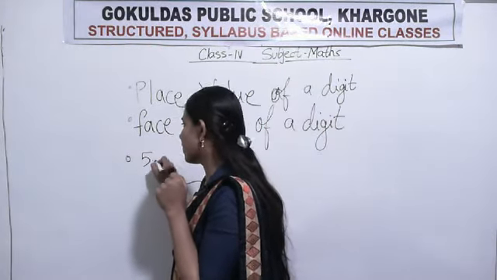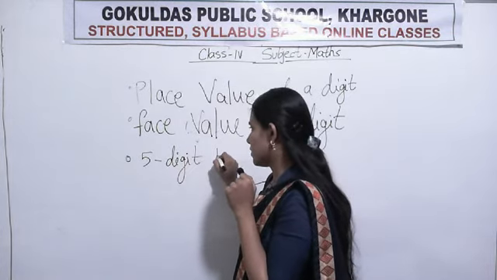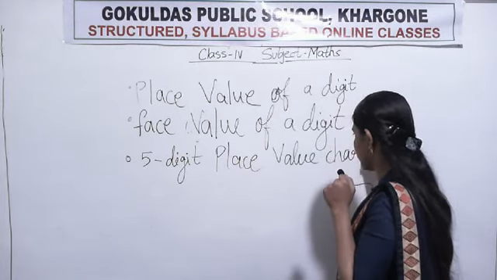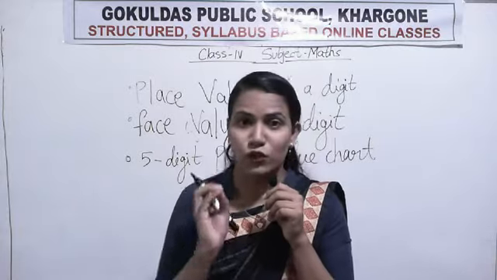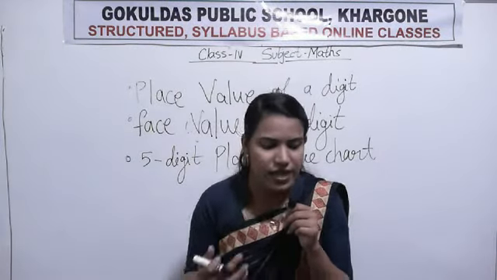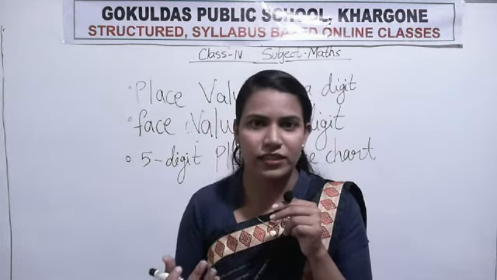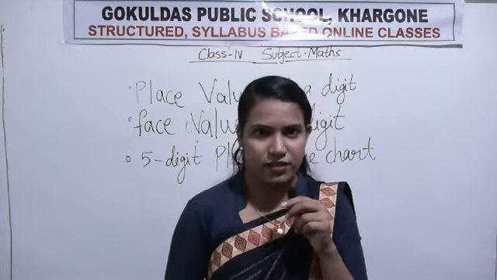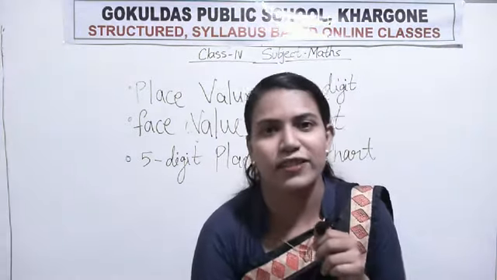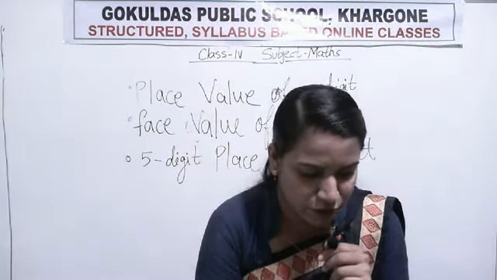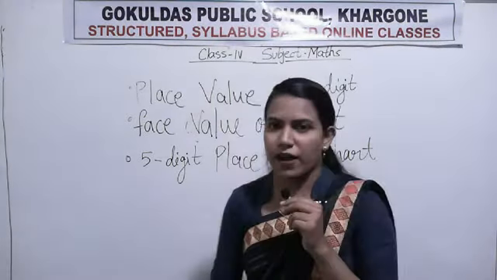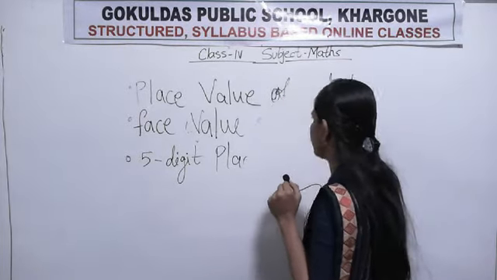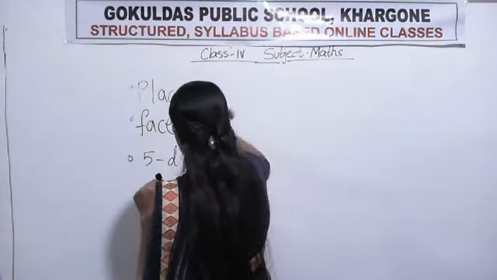With the help of the 5-digit place value chart, you are able to read the 5-digit numbers and write them in words. So let's move to our next topic, the standard form or short form of an expanded number. Our topic today is how to write a number in short form or standard form.